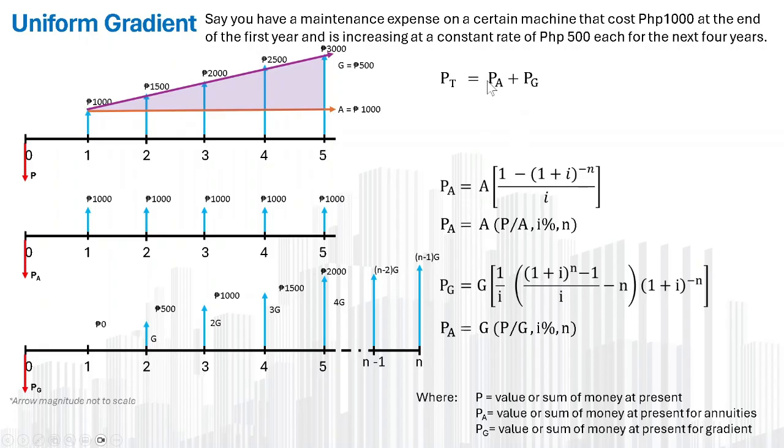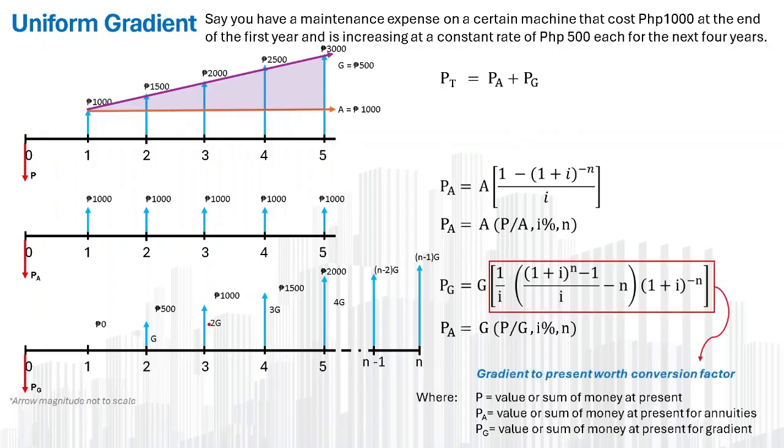Okay? Bear in mind na hindi siya parating positive. This could go sideways naman. Pwede siyang decreasing, especially kung decreasing naman siya at a constant rate. Okay? So, this equation could be also positive, but also negative, depending on yung case dito. Okay?